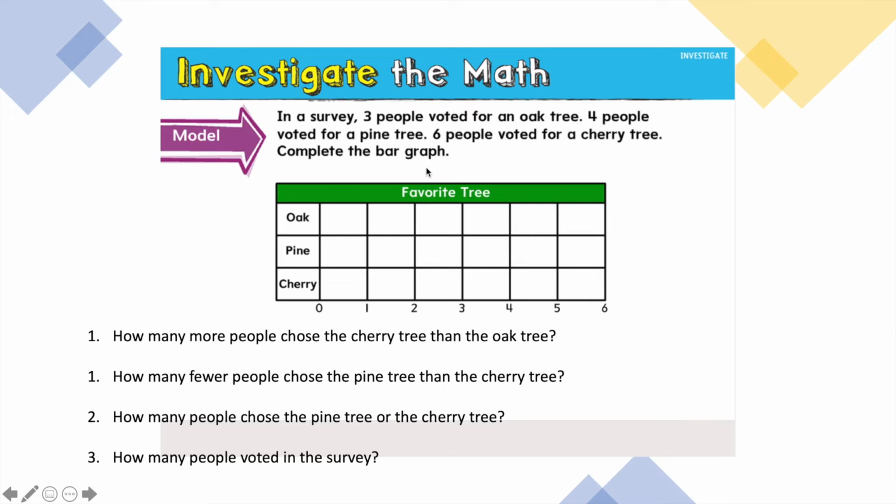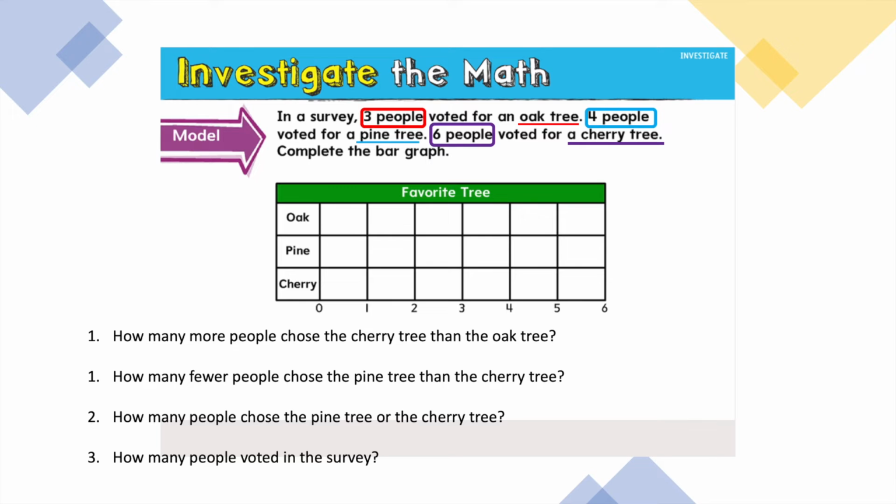So let's look very carefully at the information that we have. So we know that 3 people voted for an oak tree. How many people voted for a pine tree? Very good. 4 people voted for a pine tree. So how many people voted for a cherry tree? Yes, 6 people voted for a cherry tree. Now that we have that information, we are ready to create our bar graph.